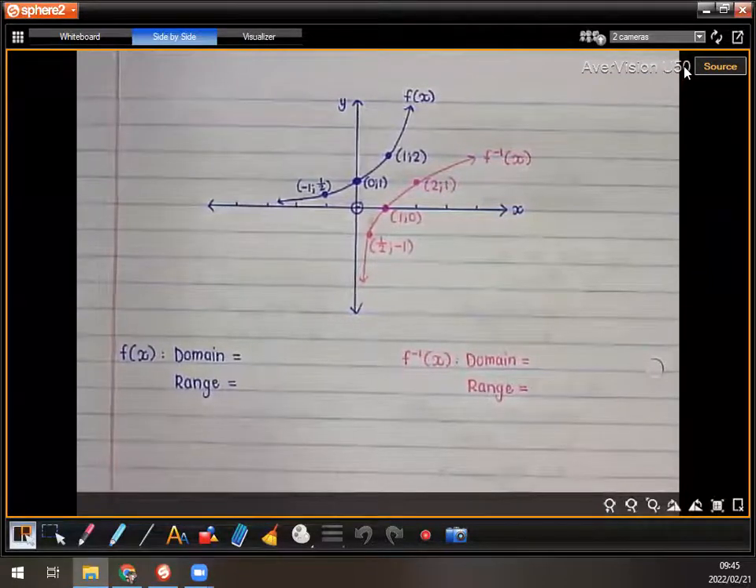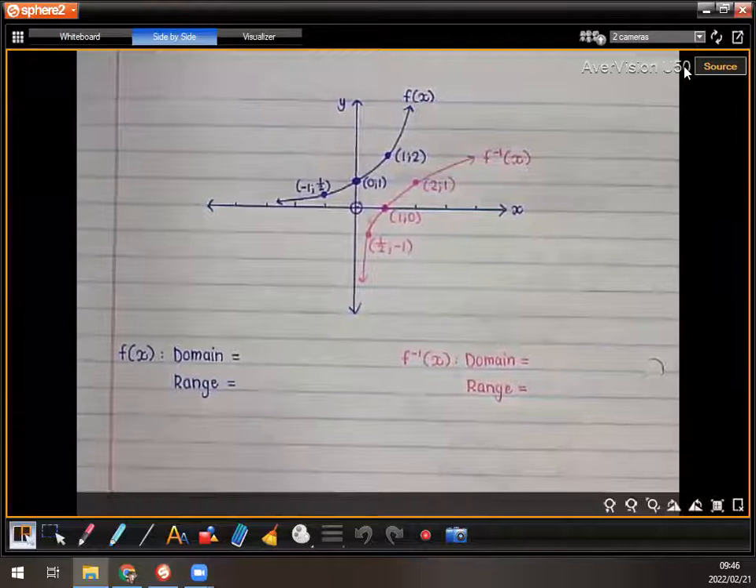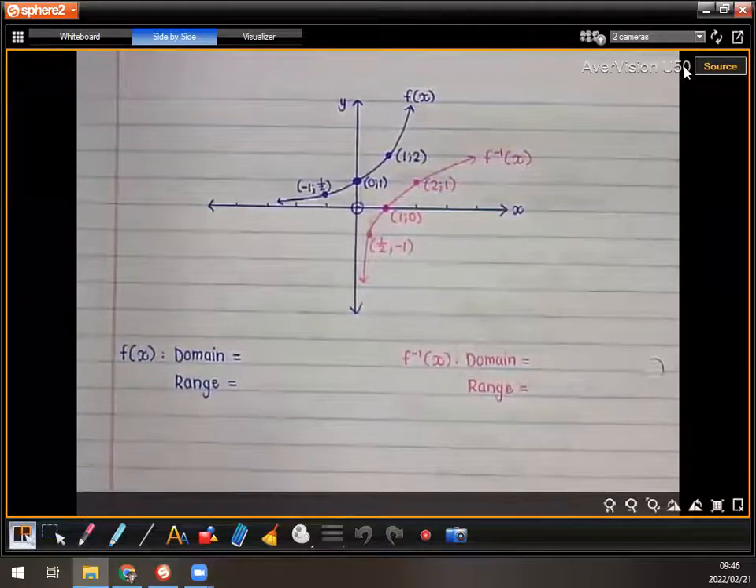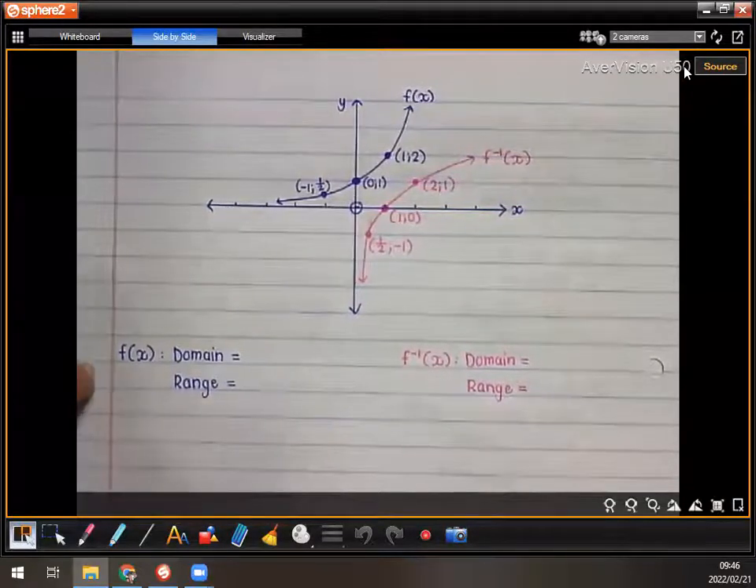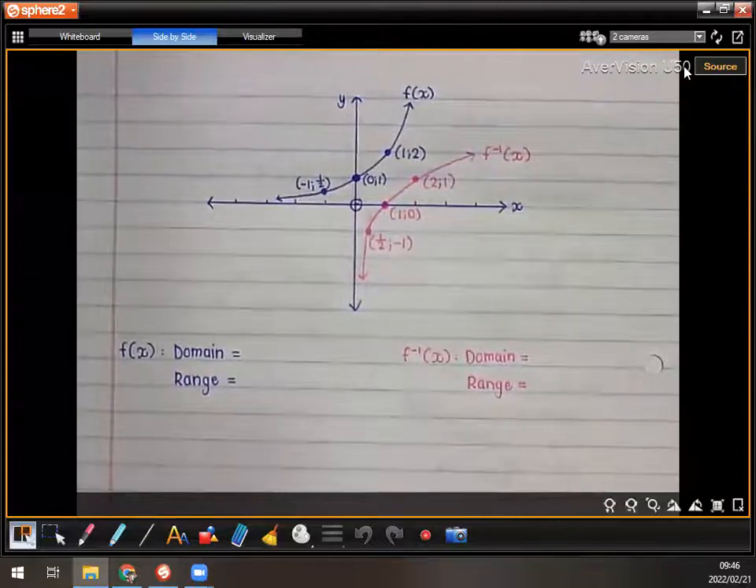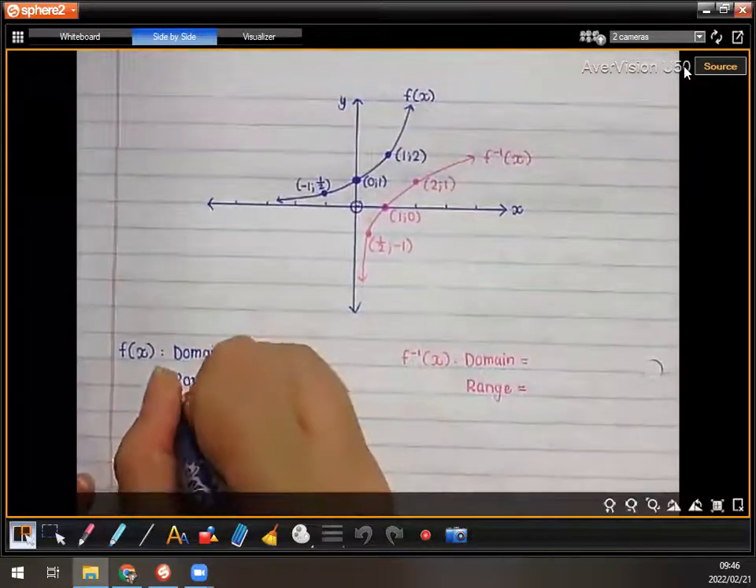So we're just going to talk about the domain and range quickly, and then also the asymptote, right? Just to reinforce that whole thing of what happens when you are going from the original graph to the inverse. You can add that as well.